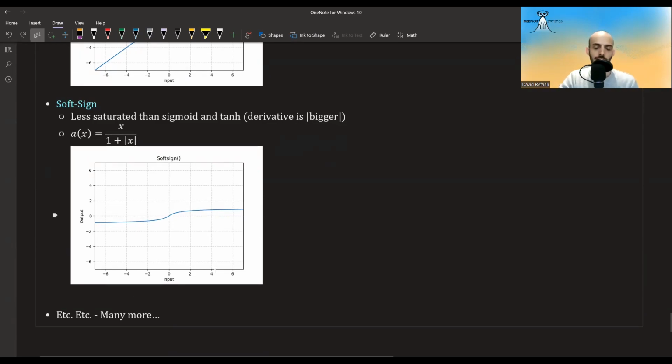Okay, there are many, many more activation functions. There are always new activation functions that people come up with. These were the main activation functions that I know, and I hope it gave you some intuition about activation functions, why we use them, and how we use them.